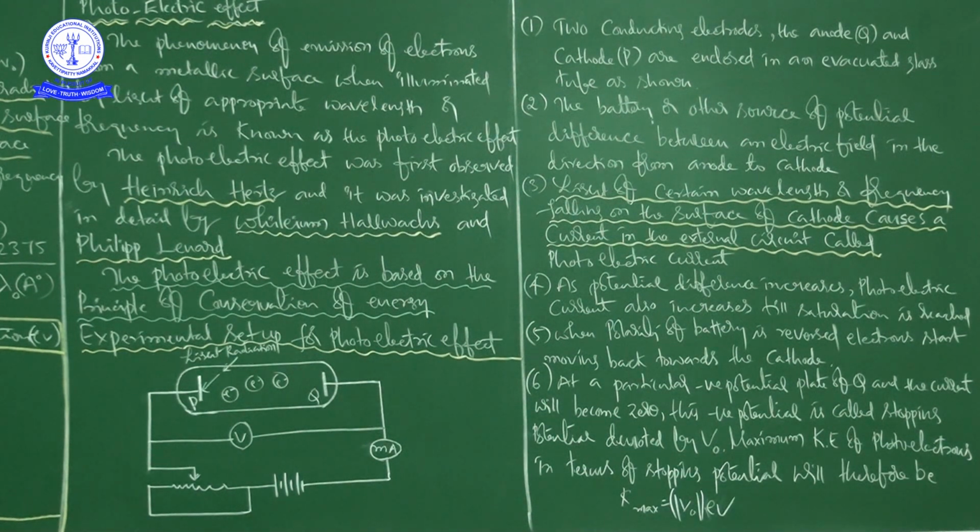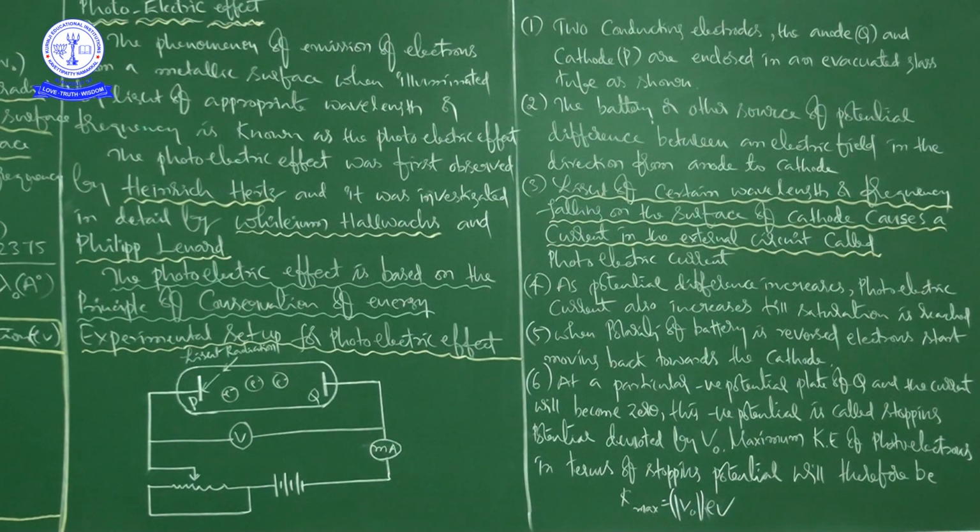The phenomenon of emission of electrons from a metallic surface, when illuminated by light of appropriate wavelength or frequency, is known as the photoelectric effect. As simple as that: the emission of electrons from a metallic surface, when it is exposed to electromagnetic radiation of appropriate wavelength or frequency, is known as the photoelectric effect.